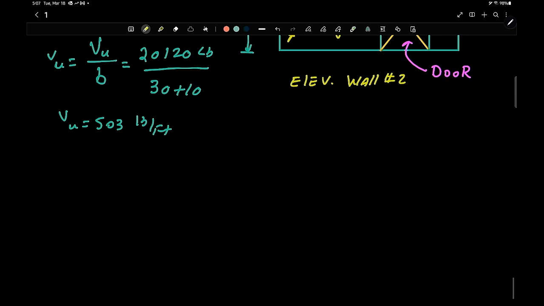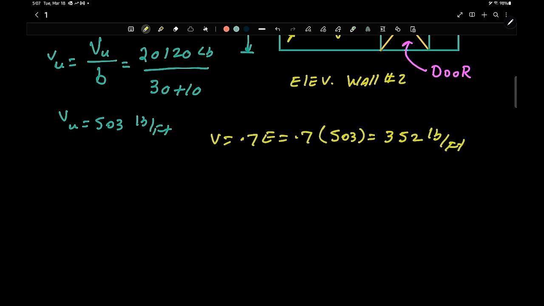And just like last time, because of the earthquake, the load combination, V is equal to 0.7 times E, which is equal to 0.7 times 503, and that will give us 352 pound per foot. Now we're going to go back to that table again and see if we can find one to beat that. Remember, whatever we pick, it has to be twice because we're going to divide it by 2.